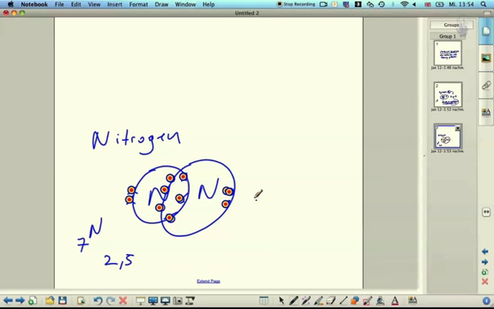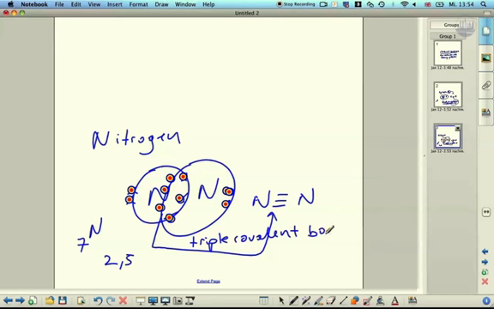Both of them, therefore, have got 8 electrons in the outer shell. Now this is known as a triple covalent bond, because this time 3 pairs of electrons are shared between each nitrogen.